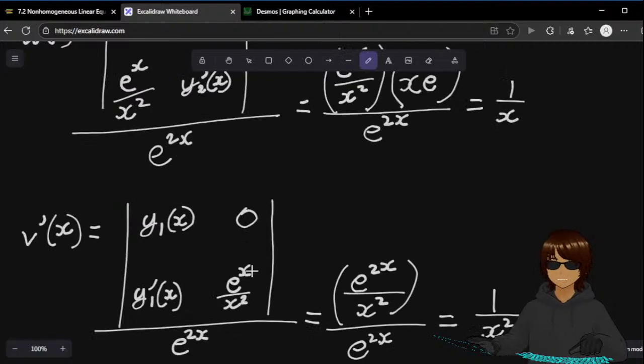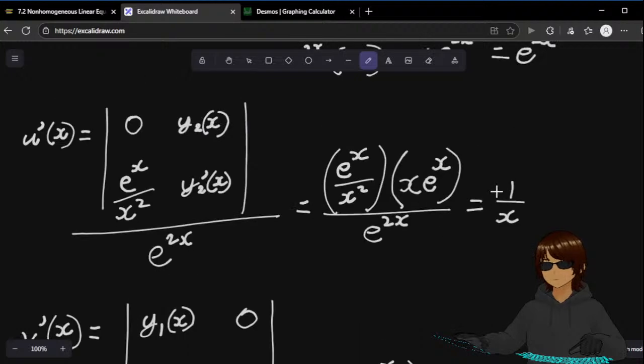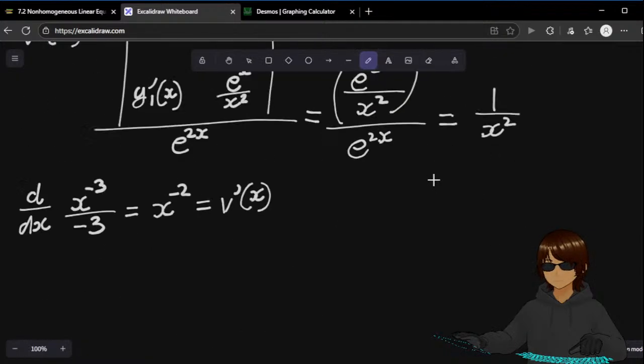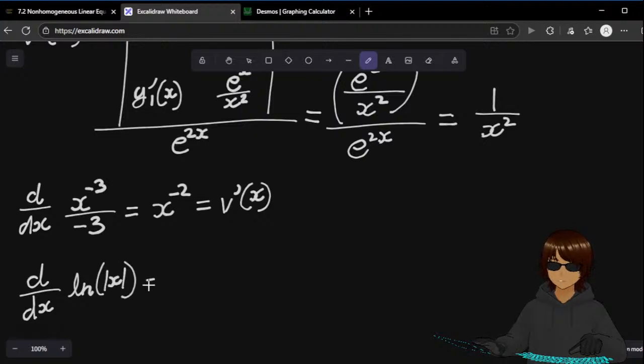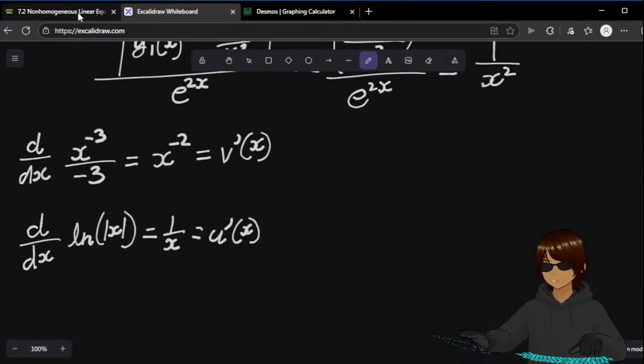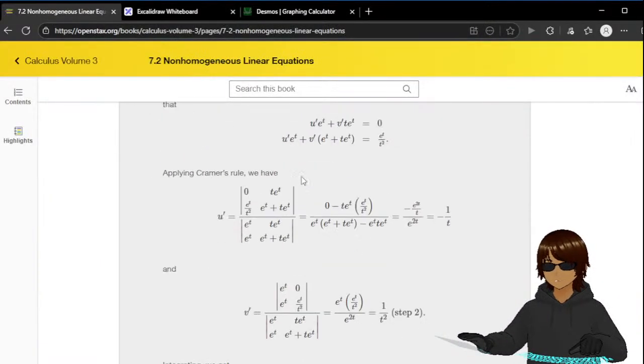But I'm supposed to forget the plus c, right? The plus c doesn't matter, maybe. And then we have 1 over x, which is ln of x. Derivative of ln of x is equal to 1 over x, which is u. Substitute that in to this to get the particular solution. So we need to substitute these. Now, is this correct?